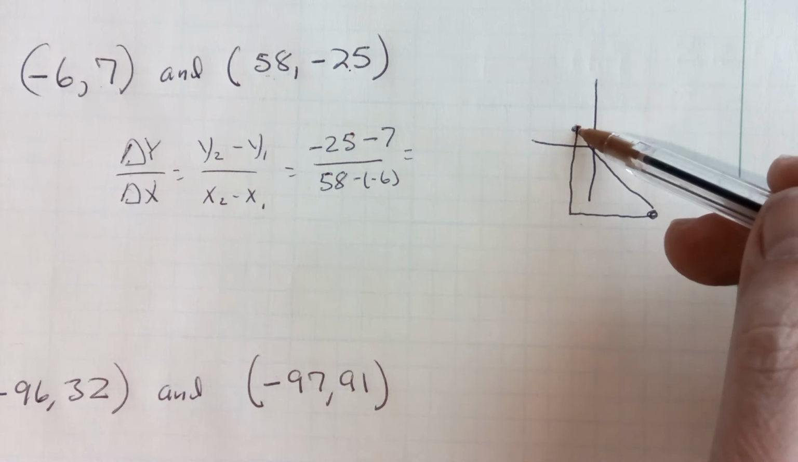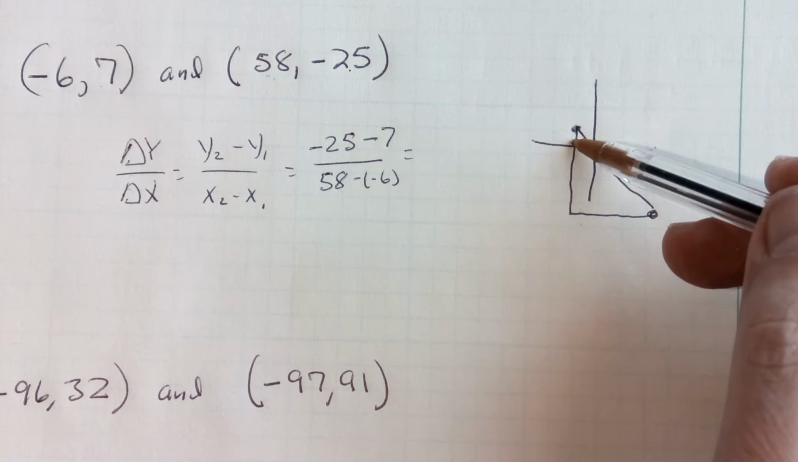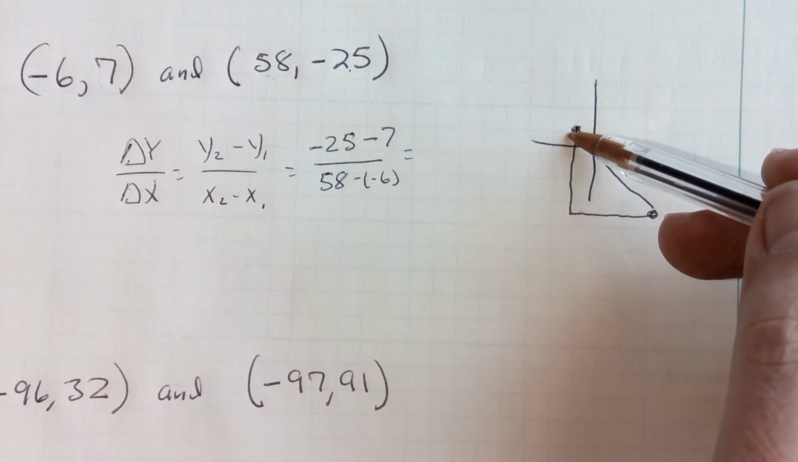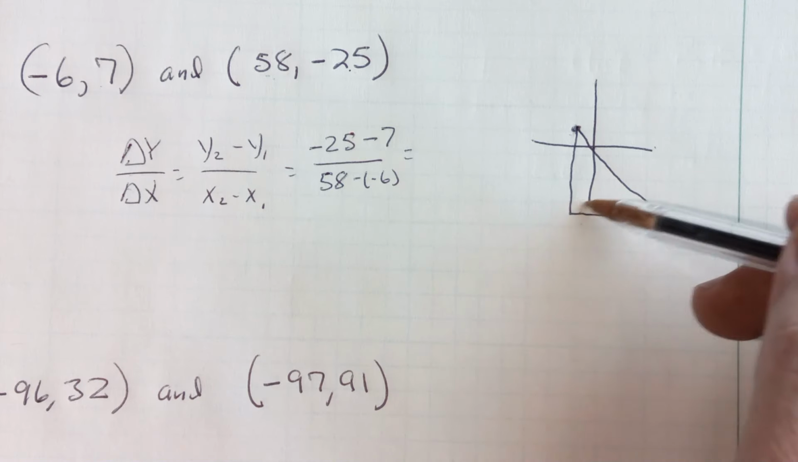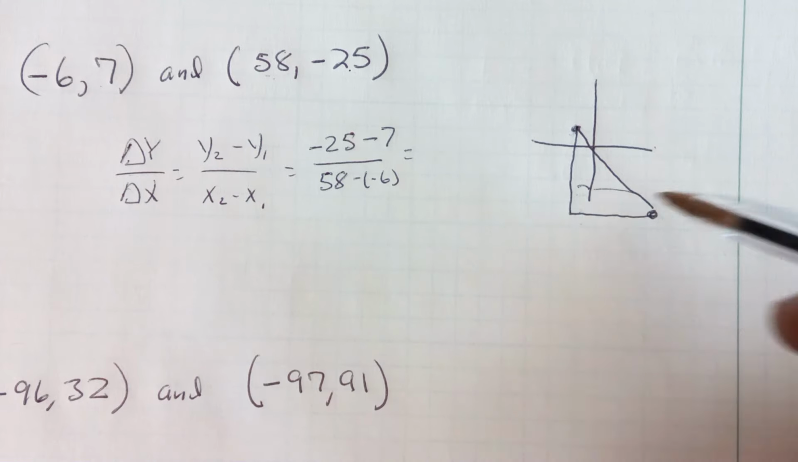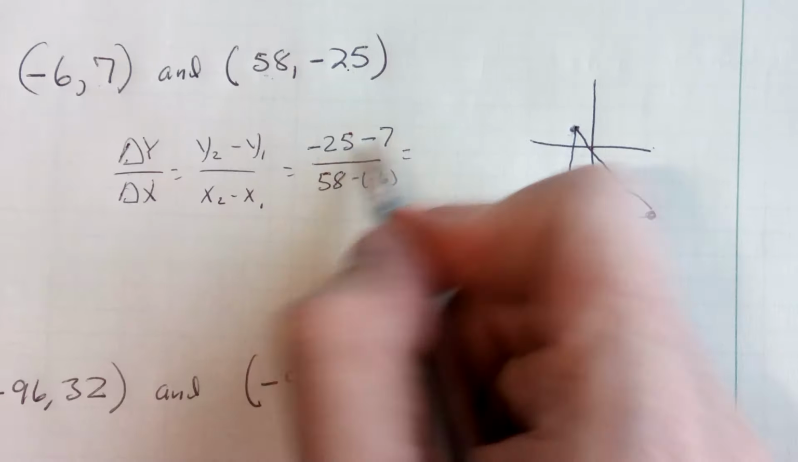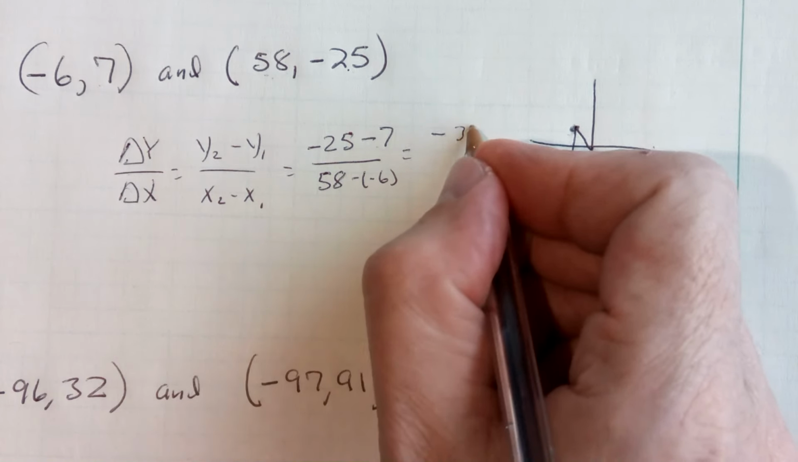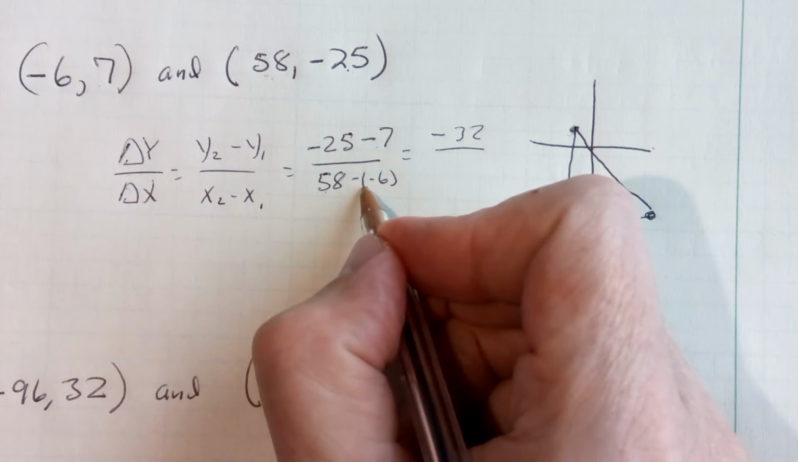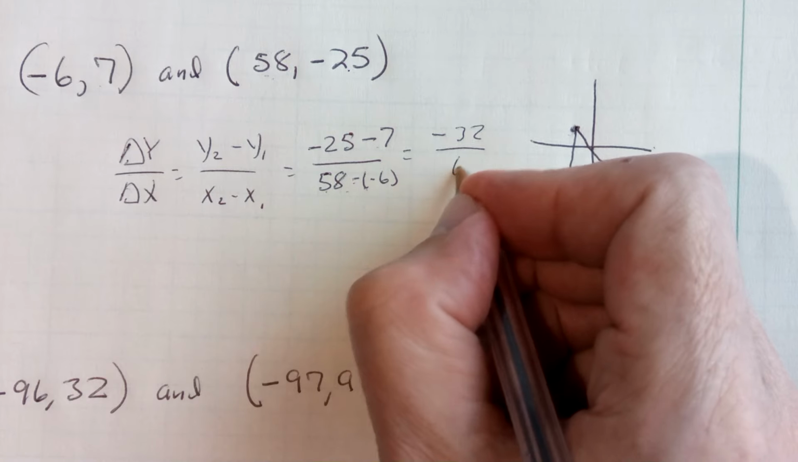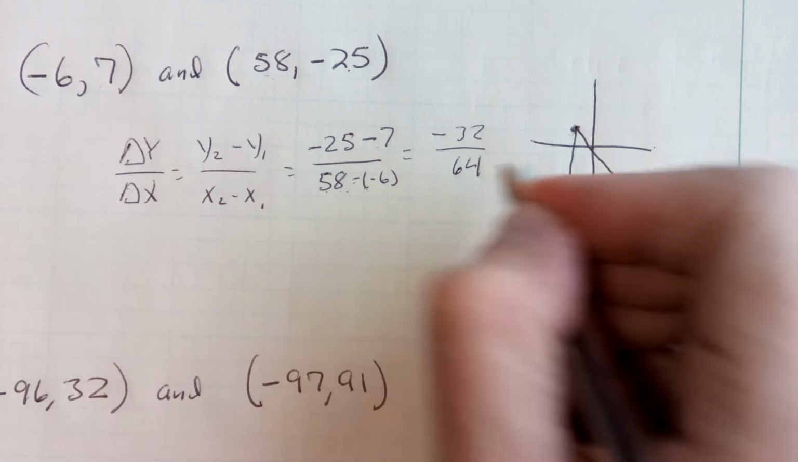Again, think about it this way: I'm adding this distance of 6 here to this positive distance of 58. So again, I get -32 over, 58 plus 6 is going to be 64. And then they always want you to reduce.